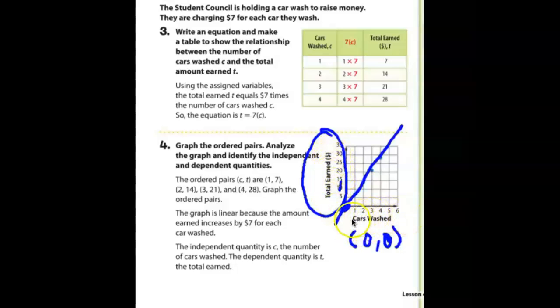If you wash more cars, this is the independent value. You earn more money. So the amount of money you earn depends on the number of cars you wash. And the independent value is always the x-axis when you graph it. So something important that we need to remember about this lesson. Please think about that. Go back and review your notes before you answer.